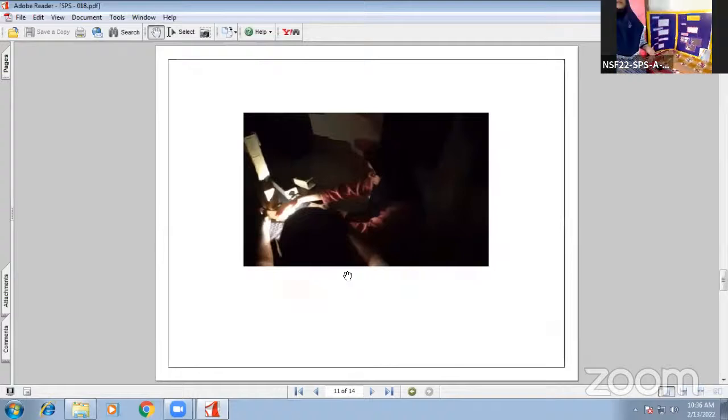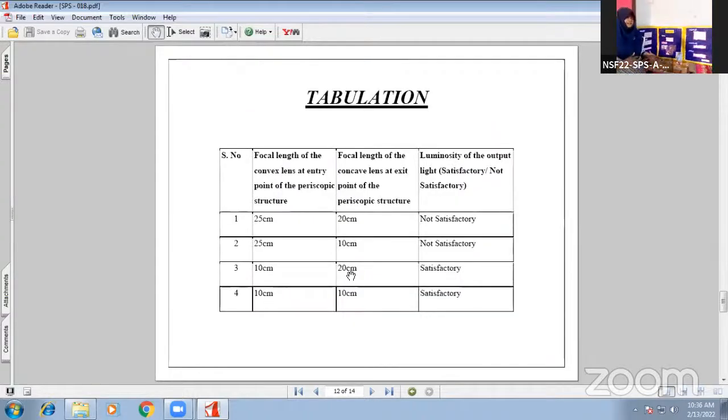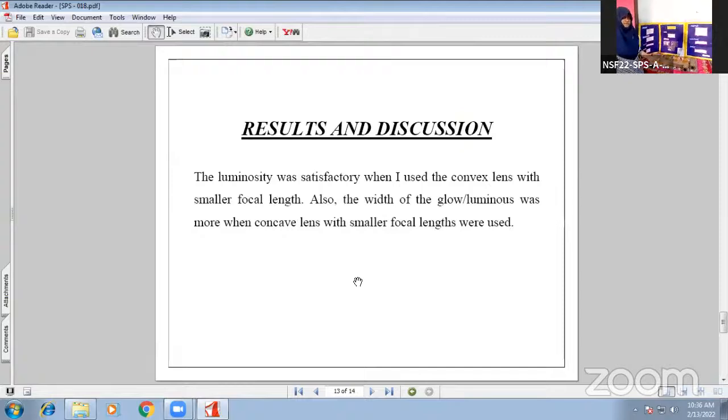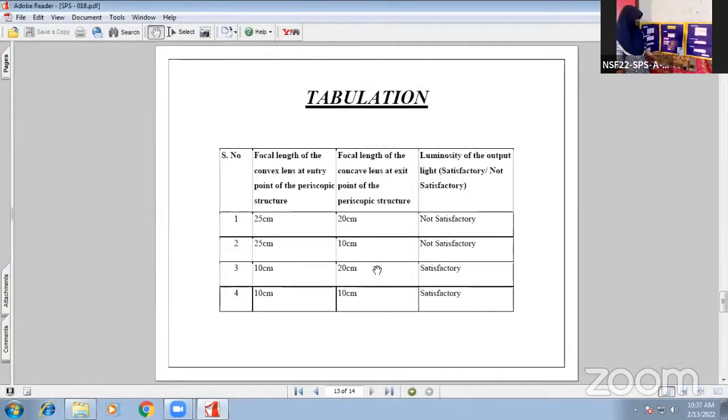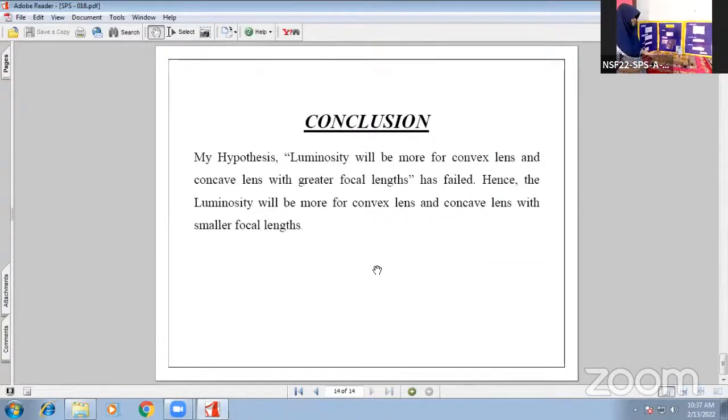So in this project, I have found out the result that lenses with smaller focal length gave a better output. And when I use concave lenses with smaller focal length, they actually gave a higher width of glow. So I conclude that lenses with smaller focal length gave better output. I have also mentioned all my readings and recordings in my logbook. And this project can be made into a grand success if higher level equipments are used.